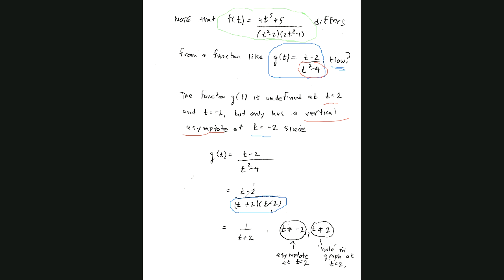And so g of t will equal 1 over t plus 2. But t is not allowed to be negative 2 or 2. And at t equals negative 2, you have the asymptote. And at t equals 2, you have the hole in the graph. Right? It's a removable discontinuity, so to speak. Well, that's what it is, actually, at t equals 2. Let me stop and let you copy here.